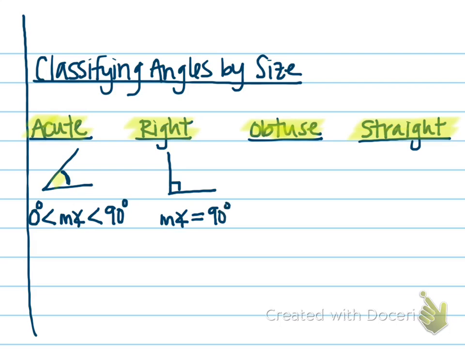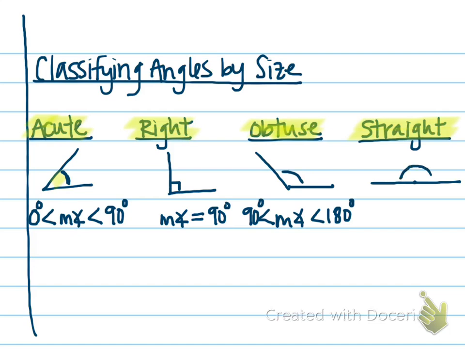An obtuse angle, as you know, is larger than 90 degrees. It's going to look something like this. But it's also going to be less than 180 degrees. That would make it a straight line, which is the fourth way you can classify angles by size. So an obtuse angle has an angle measure that is greater than 90 degrees, but less than 180 degrees. And then a straight angle, it's just a straight line. If I'm going from this side of the angle to the other side, that equals exactly 180 degrees. So this angle's measure equals 180 degrees.